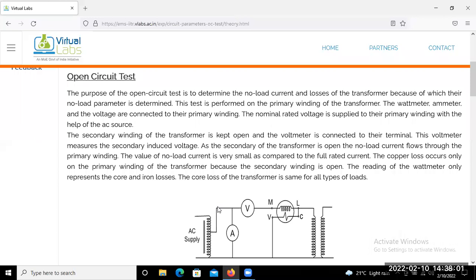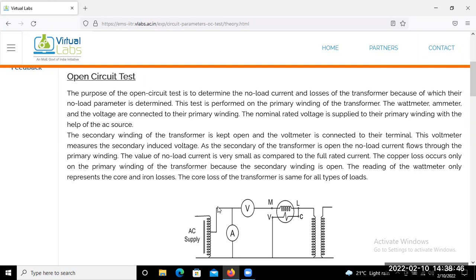2 to 6% of the rated current of the transformer is required to perform the open circuit test. So whatever the rated current of the transformer, only 2 to 6% is required. Note down here that the ohmic losses, the I square R loss, come to 0.04% of the rated ohmic loss to 0.36%. So that's why we neglect the ohmic losses here. That is very small compared to the core losses.